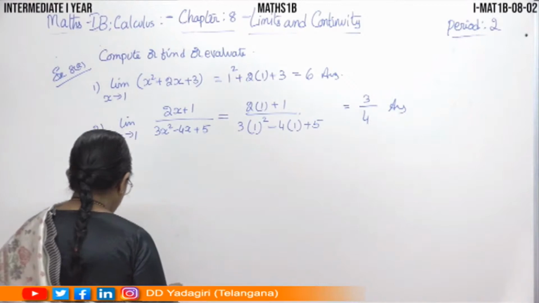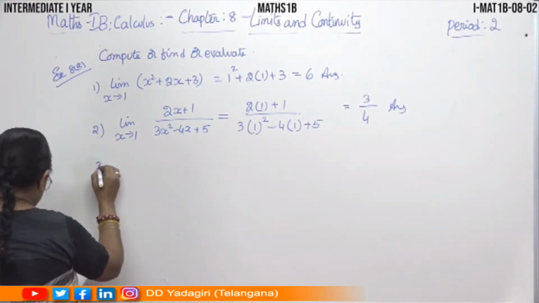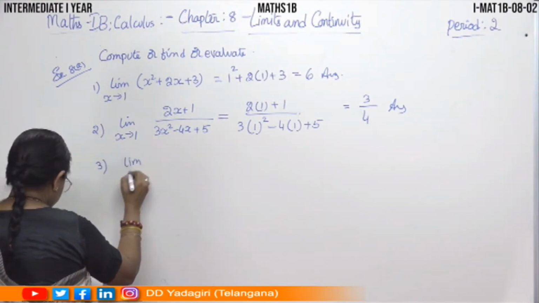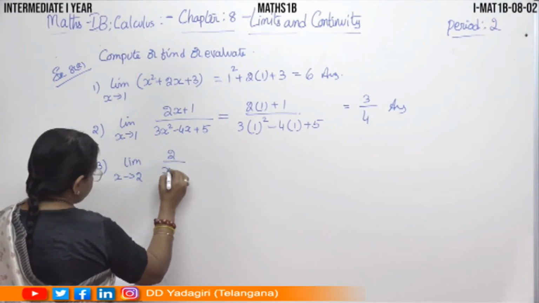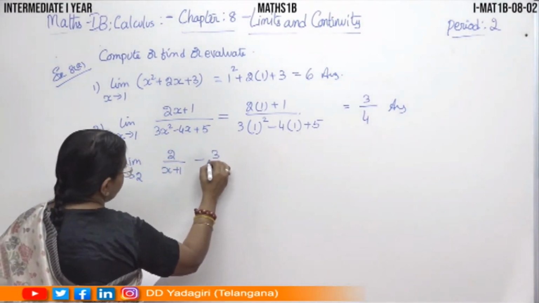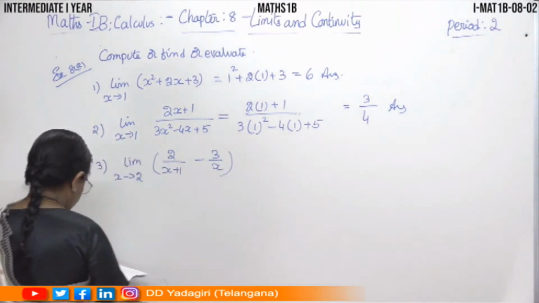That is the answer. Now suppose that you have a function like this. Limit x tending to 2 of 2 by x plus 1 minus 3 by x. Suppose you have like this.